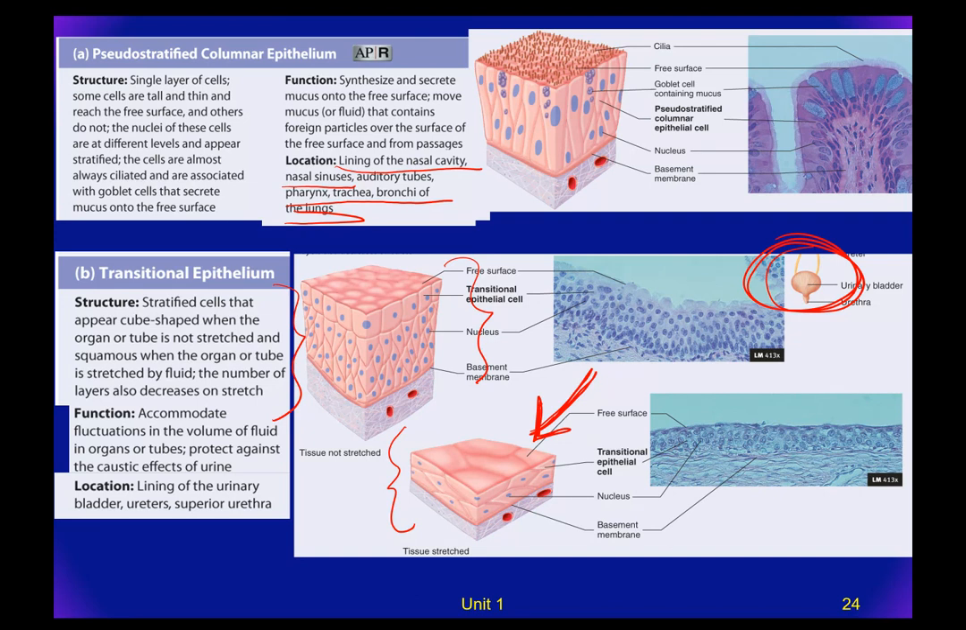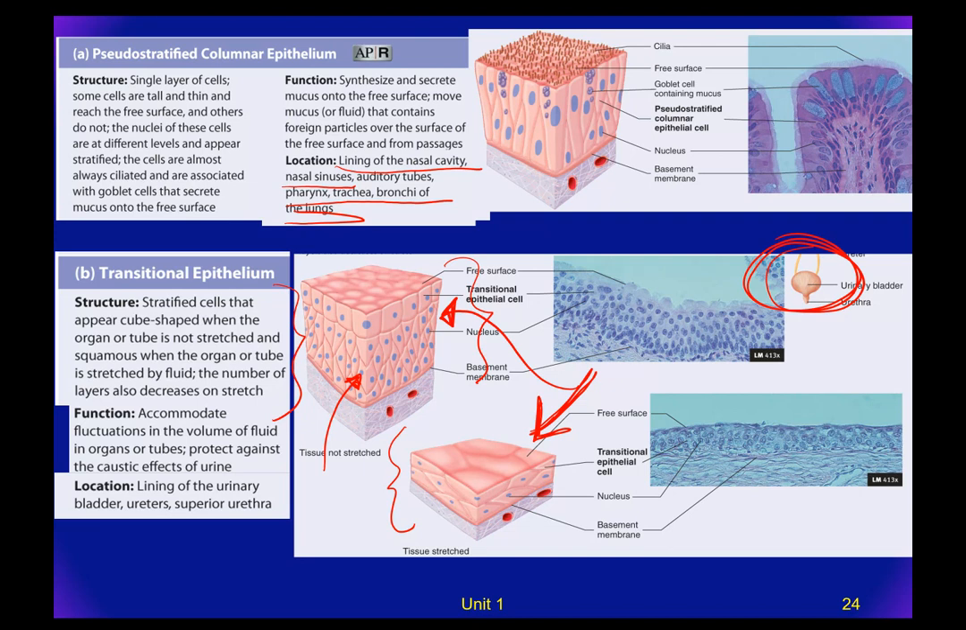So it fills up. When you go to the restroom and it empties, you get all of these cells kind of sliding back on top of each other. So it accommodates fluid fluctuation in volume. That's its job. And again, if you think about the bladder, that makes perfect sense because it fills up with urine, we go to the bathroom and it empties.